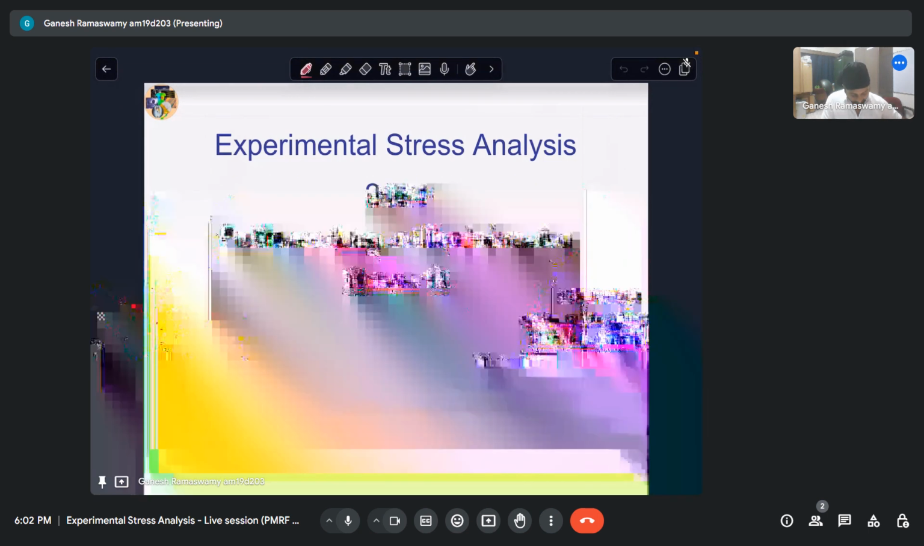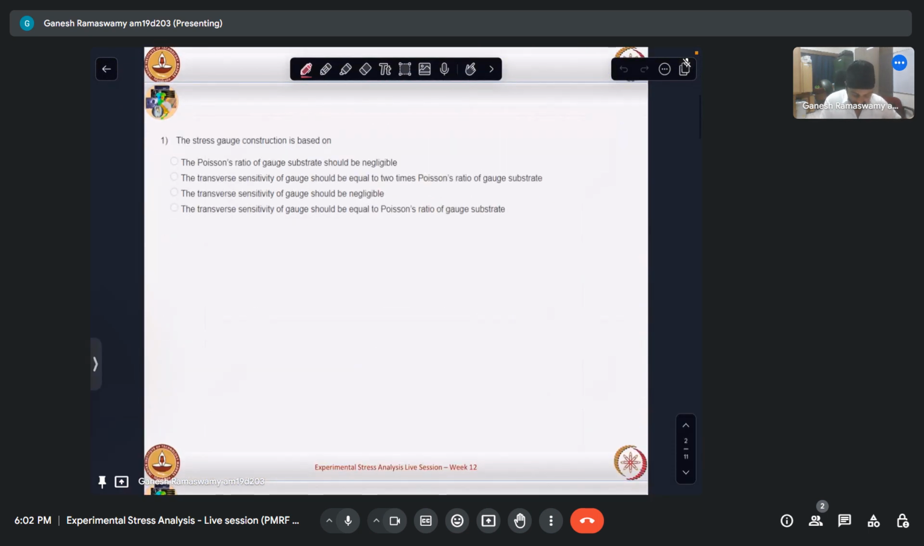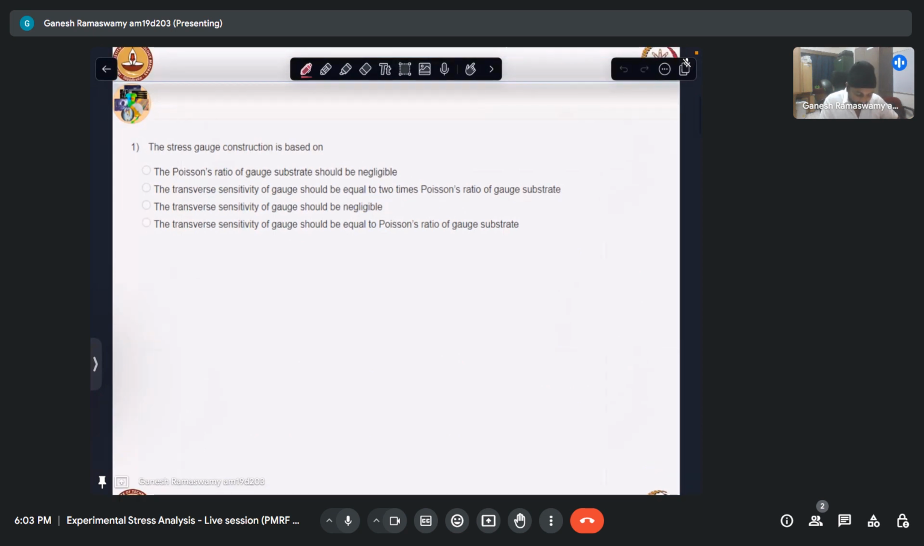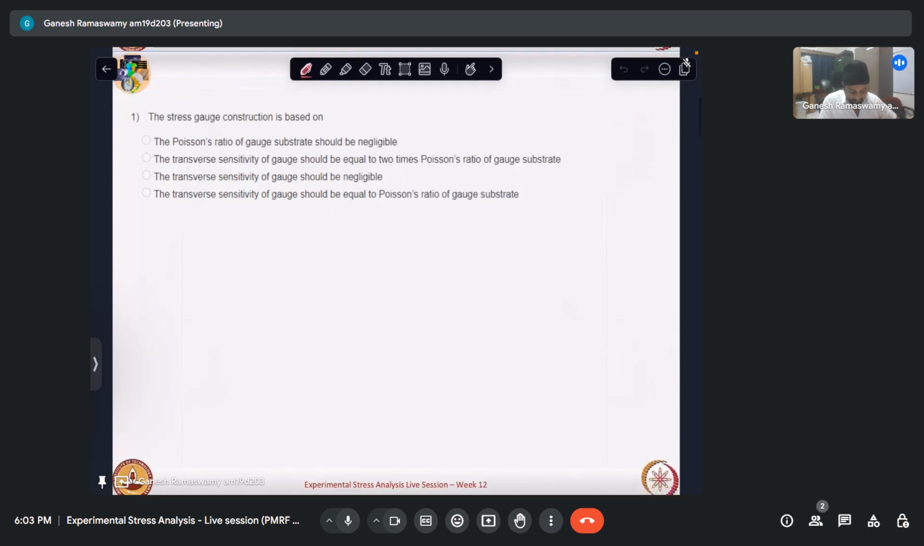So we'll get started. Let us look at the first question. It says the stress gauge construction is based on which of the following aspects? The Poisson's ratio of the gauge substrate should be negligible. The transfer sensitivity of the gauge should be equal to two times the Poisson's ratio of the gauge substrate. The transfer sensitivity of the gauge should be negligible. The transfer sensitivity of the gauge should be equal to the Poisson's ratio of the gauge substrate.